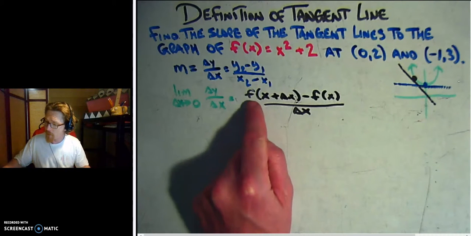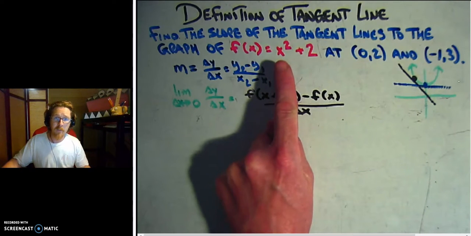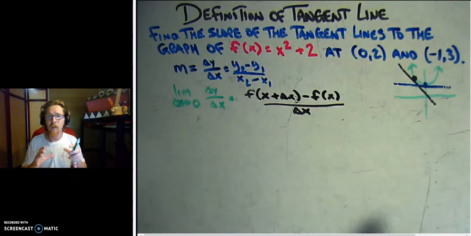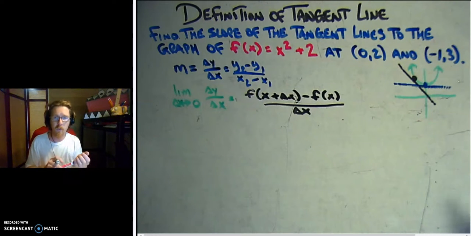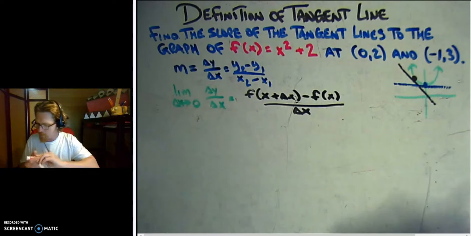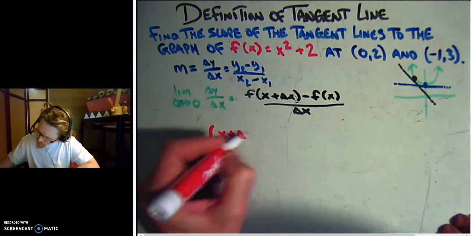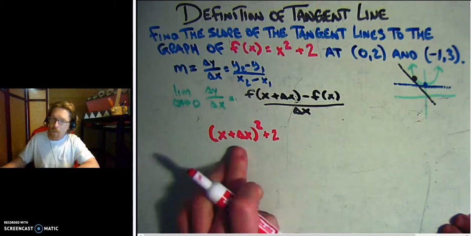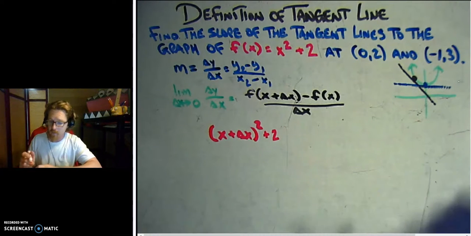So if I wanted to define f of x plus delta x, given the function f of x equals x squared plus 2, in a sense we're going to take that x plus delta x and substitute it into our function for the variable. So instead of x squared plus 2, it becomes (x plus delta x) squared plus 2. All I did was replace the x with this new variable x plus delta x.